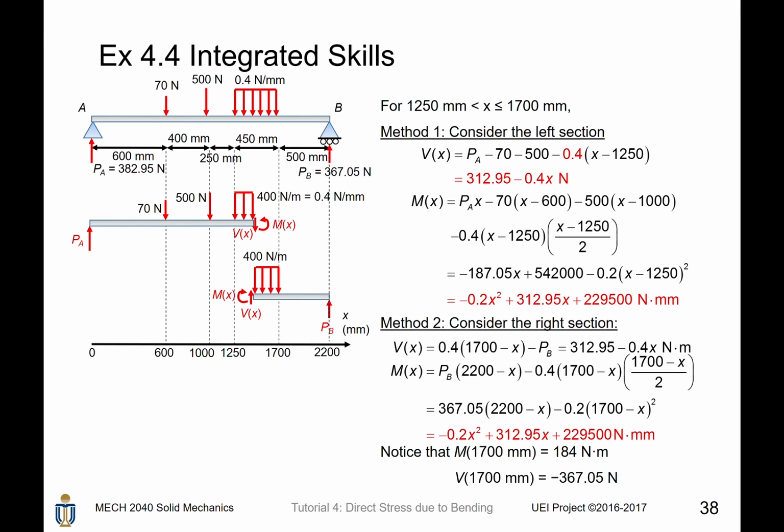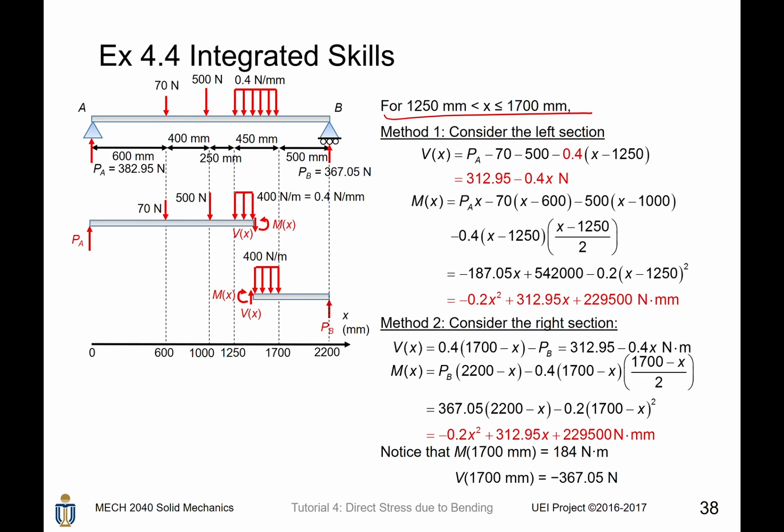Actually, no matter how you find moment and the shear force, from left section or right section as you like, as long as you keep the correct sign convention, then you will get the correct answer. Now let's consider x from 1250 millimeters to 1700 millimeters. We adopt two methods to find the moment. One is the left section and another one is the right section.